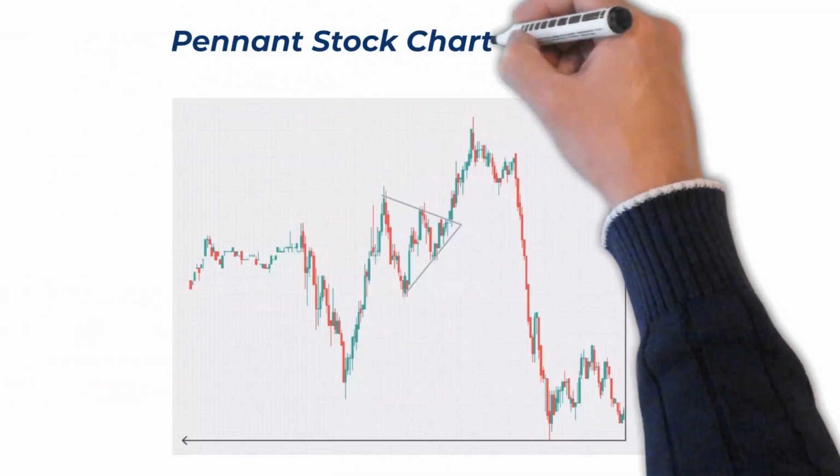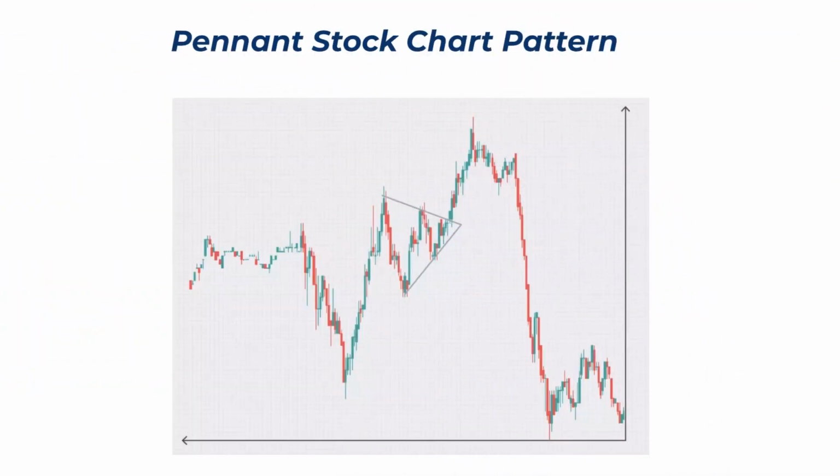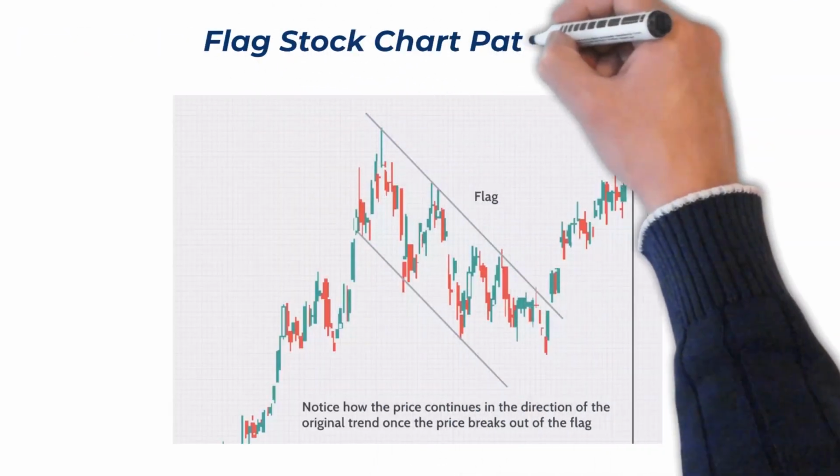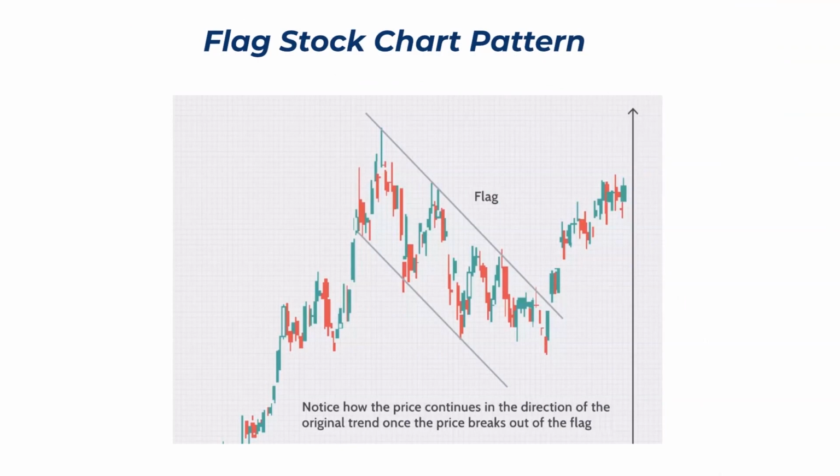Pennant continuation stock chart pattern. Pennants are continuation patterns drawn with two trend lines that eventually converge. A key characteristic of pennants is that the trend lines move in two directions. One will be a down trend line and the other up. The figure shows an example of a pennant. Often the volume will decrease during the formation of the pennant, followed by an increase when the price eventually breaks out.